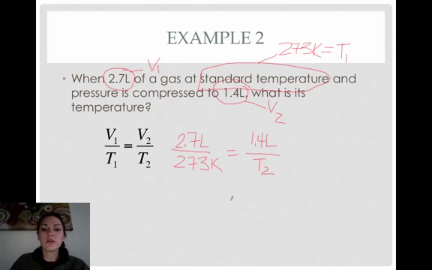Okay, so you'll notice that this math is a little bit harder to do because we've got a variable in the denominator. So what we can do is we can cross multiply. All right, so we are going to multiply the things that are in our corners. So I've got 2.7 times T2, so 2.7 T2 equals 273 times 1.4.